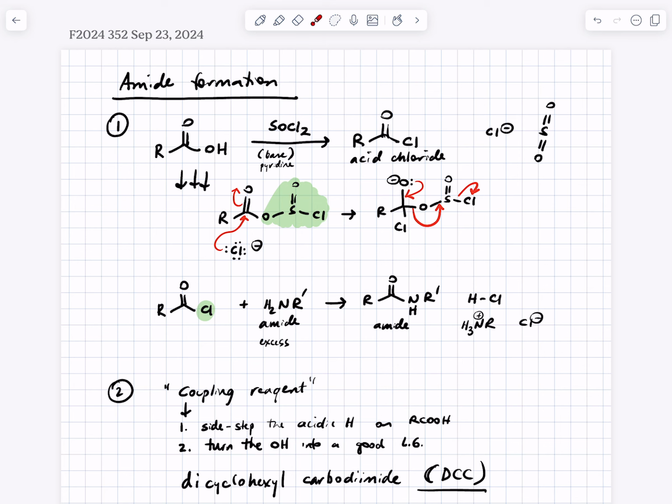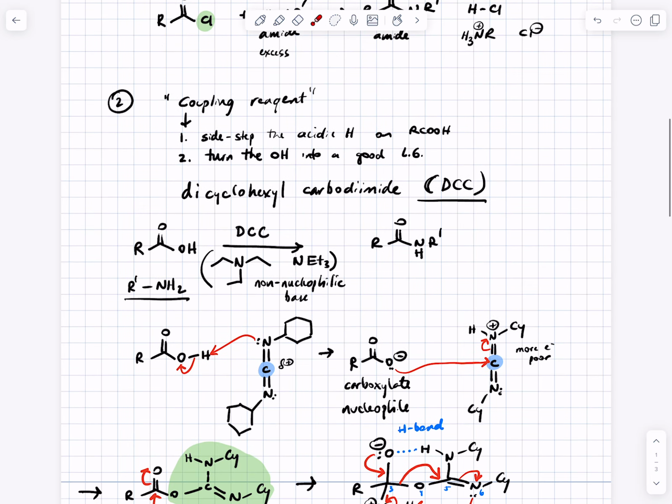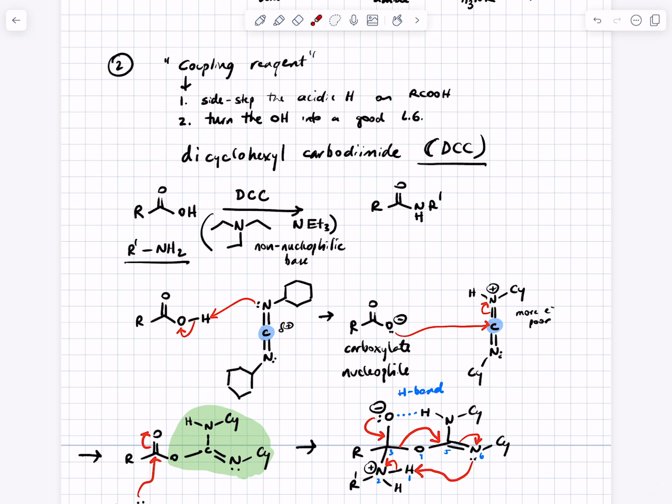We also then talked about another strategy that's very important, and that is use of a coupling reagent to make amide bonds. So we introduced this reagent DCC, dicyclohexyl carbodiimide, which will take an amine as your nucleophile and a carboxylic acid. Here's the carbonyl carbon, there's the carbonyl oxygen, and there's the OH group. And remember, the classic problem with carboxylic acids is what are you going to do with that acidic proton?